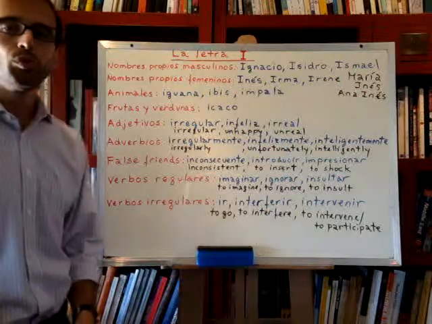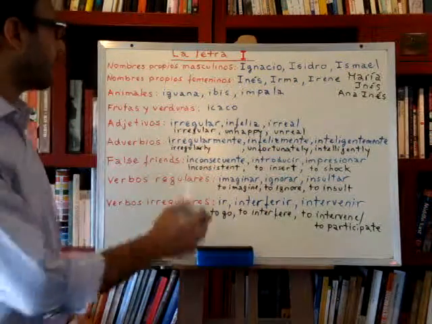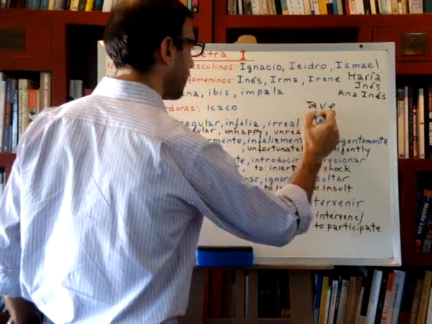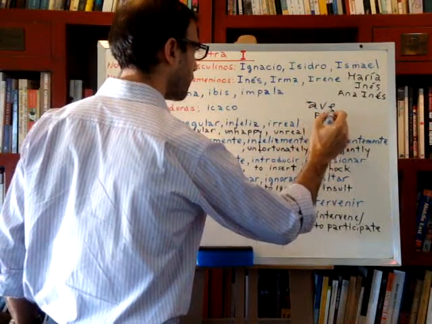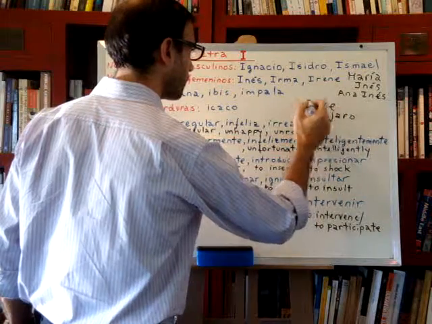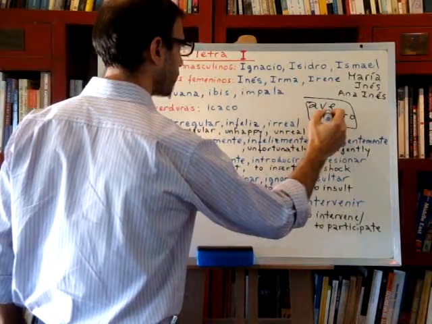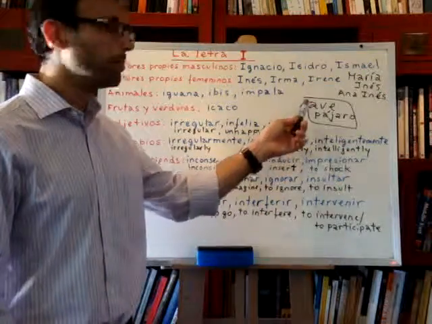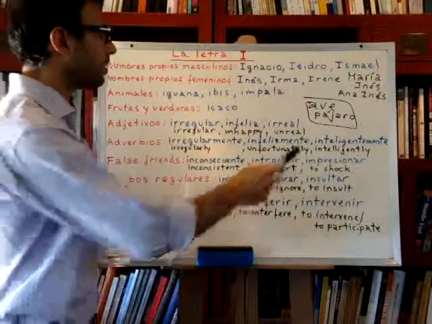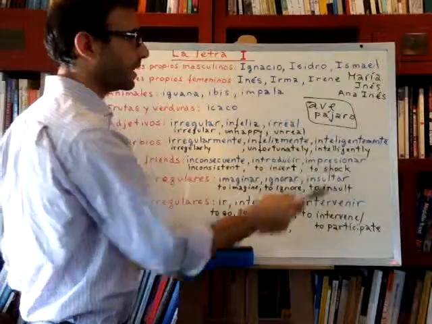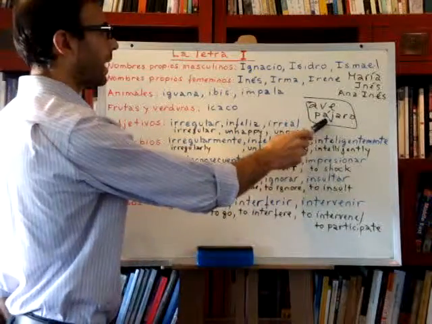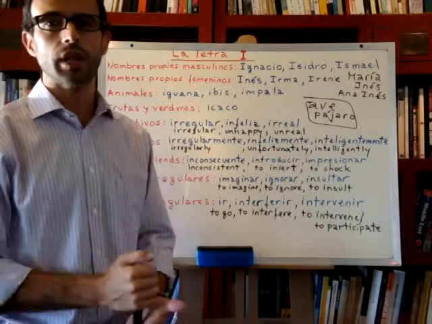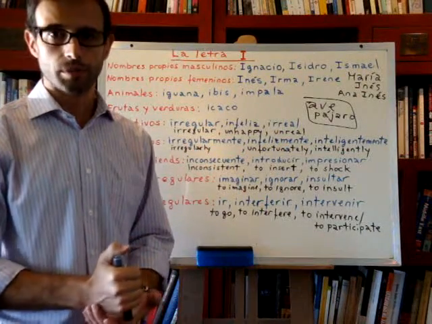In Spanish we have two words for bird. We have ave and pájaro. Right? Ave and pájaro. These two words mean the same thing. They mean bird. Usually the word ave is more academic and pájaro is a bit more colloquial, right? But both can be used in any situation and are perfectly okay.